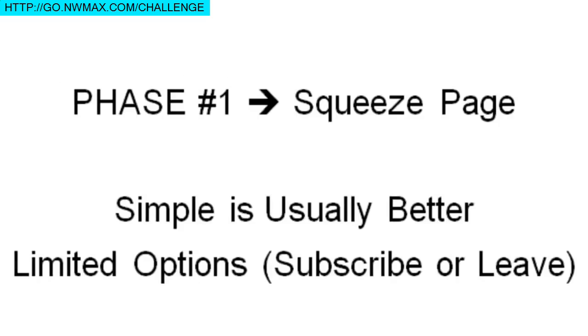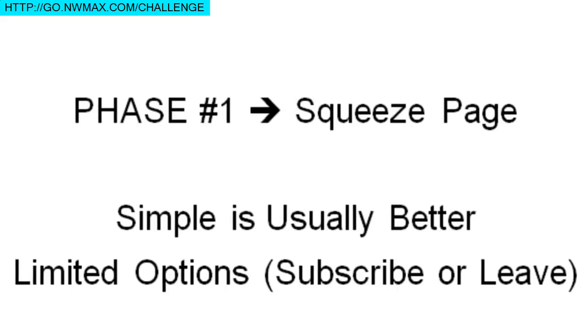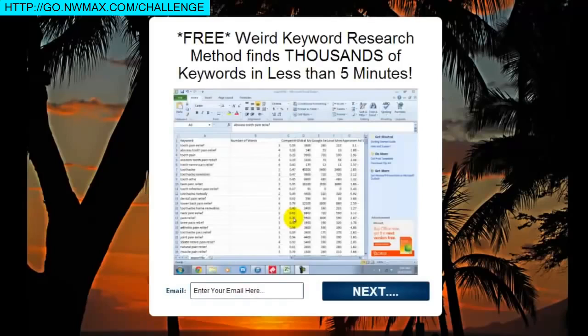The first phase to optimize is the opt-in page. This is what we're going to be sending traffic to collect leads. From my results, I've found that simple is almost always better when it comes to a lead capture page. You really want to give your visitors 2 options. They're either going to subscribe on your squeeze page, or they're going to leave, and there are no options in between. It's not confusing, it's simple, and it's to the point. So here's the main squeeze page that I use to collect the majority of these leads.